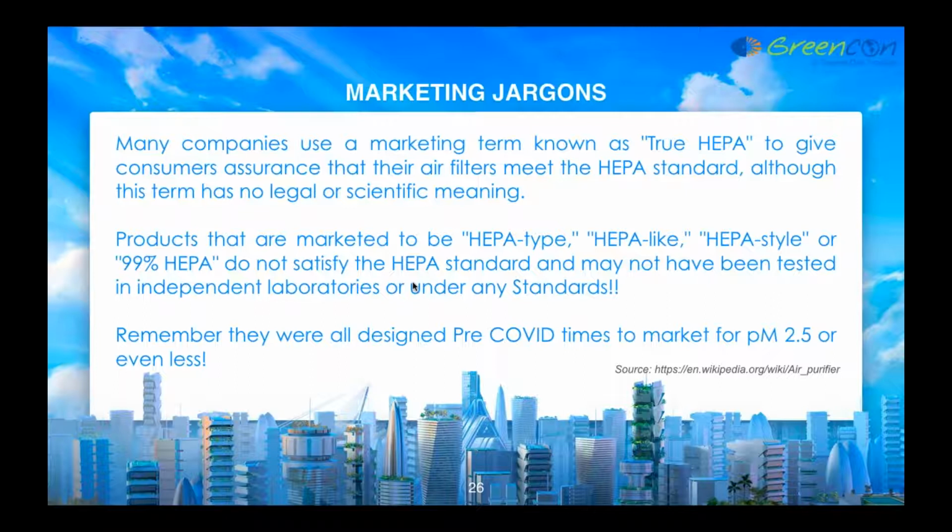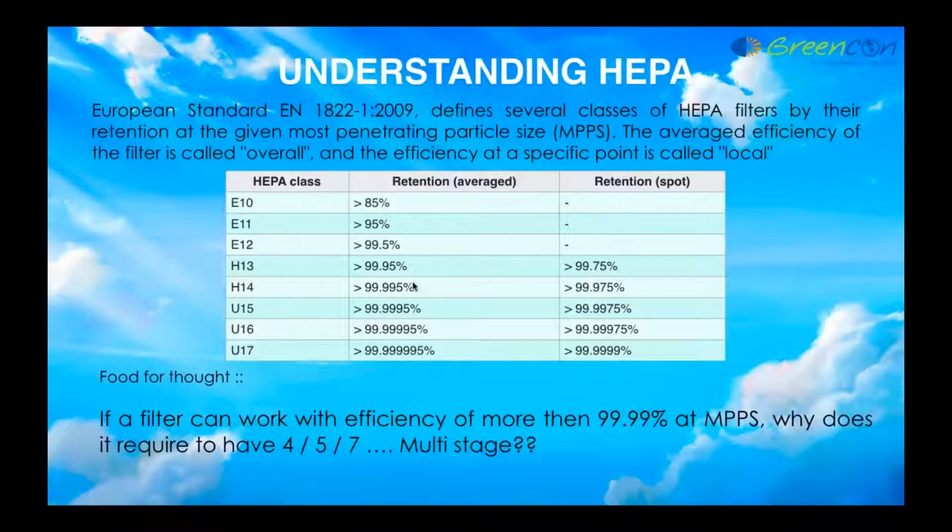If you're talking of COVID kind of scenarios, why these are not good is the reason that you can see for yourself. A certified HEPA is always classified under the European standard EN 1822, which defines the class of HEPA. It starts from E10 and goes up to U17, and it shows the kind of retention. Anything above H13 is typically what we call HEPA, and it has an average retention of 99.95% of particles, and H14 would have 99.99%, 10 times better than that.